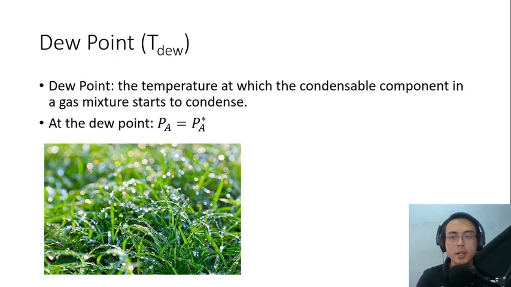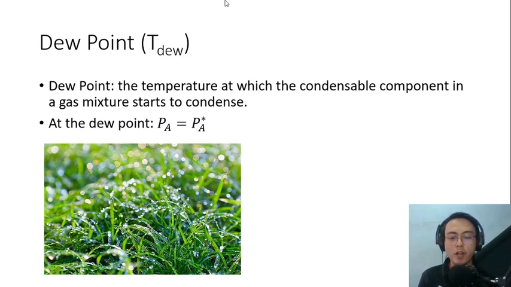Dew point. What is the dew point? From the name itself, dew, that means that's the temperature at which the condensable component starts to condense, or that is the minimum temperature at which your condensable component would start condensing. When you wake up in the morning and go out to a field of grass and you see that there's dew, you then immediately know that the temperature of the air is lower than or equal to the dew point temperature of the air because you have condensed water.